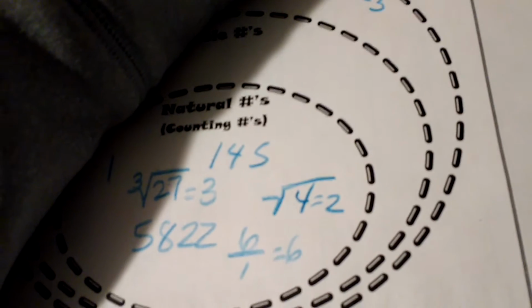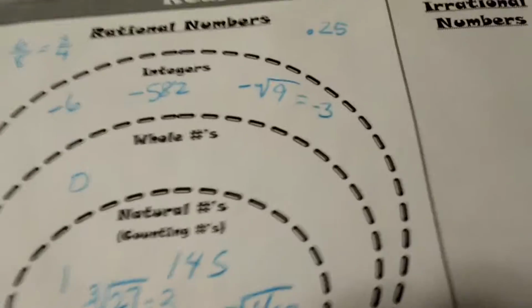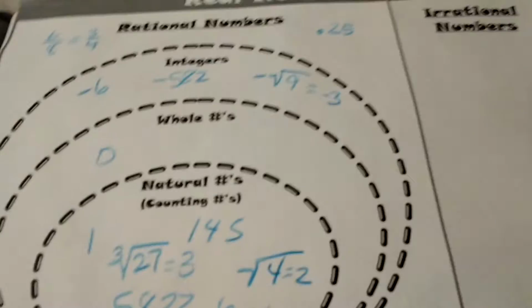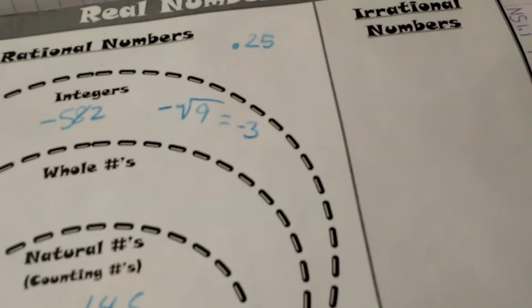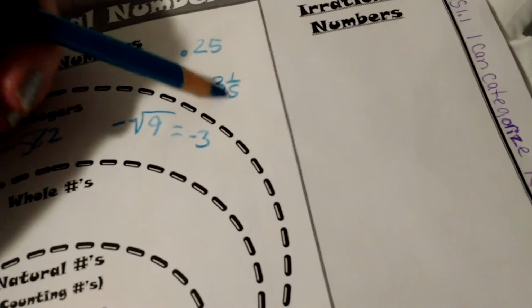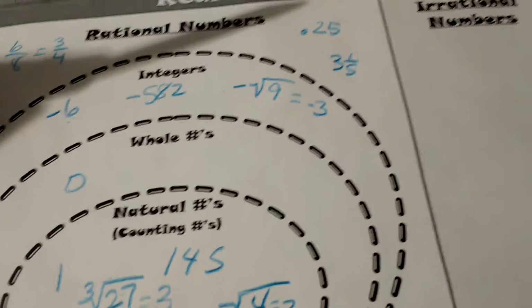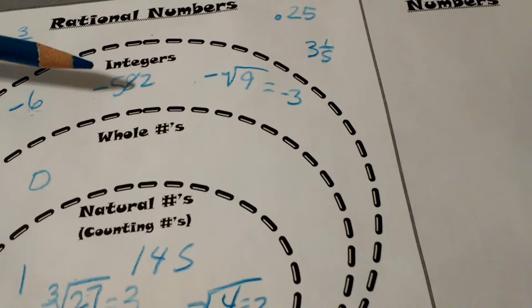Let's see. Any number that is a terminating decimal, like 0.25, for example, that would be rational. Let's see. Mixed numbers, 3 1/5 would be rational. It'd also be rational if it were improper. These rational numbers here, though, are not integers. So if they're a decimal or a fraction or a mixed number, they're not considered integers.